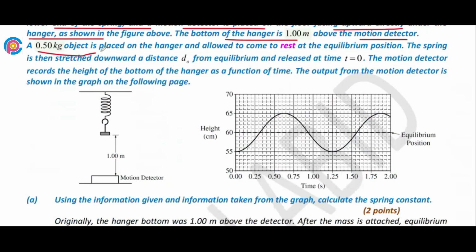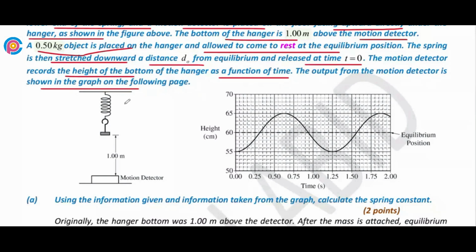A 0.5 kg object is placed on the hanger and allowed to come to rest at the equilibrium position. The spring is then stretched downward a distance d naught from the equilibrium position and released at t equals 0. The motion detector records the height of the bottom of the hanger as a function of time. The output of the motion detector is shown in a graph on the following page.